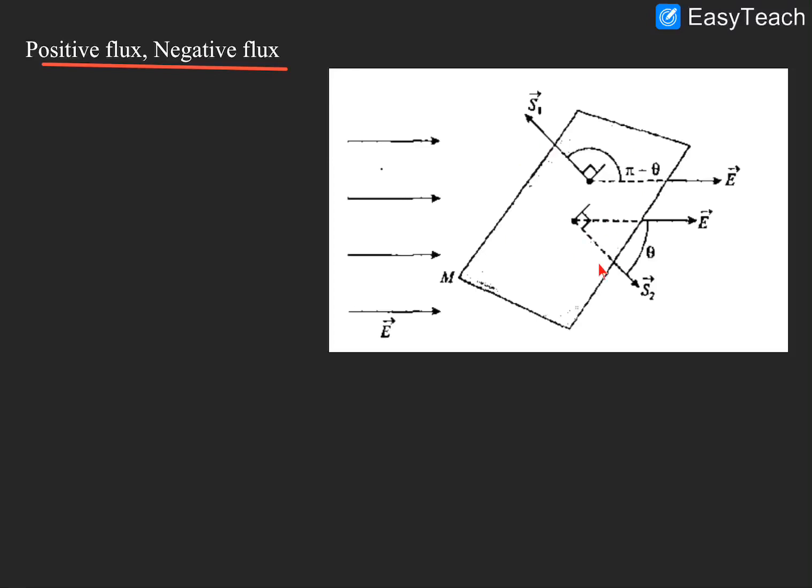Consider this diagram. This is a surface. Now electric field lines are moving from this side to this side, that means from left to right. Electric field direction is from left to right. You can see arrows are moving like this. Your surface is here. Now for the given surface, I am taking it here again. This is your given surface, and your field lines are moving like this.